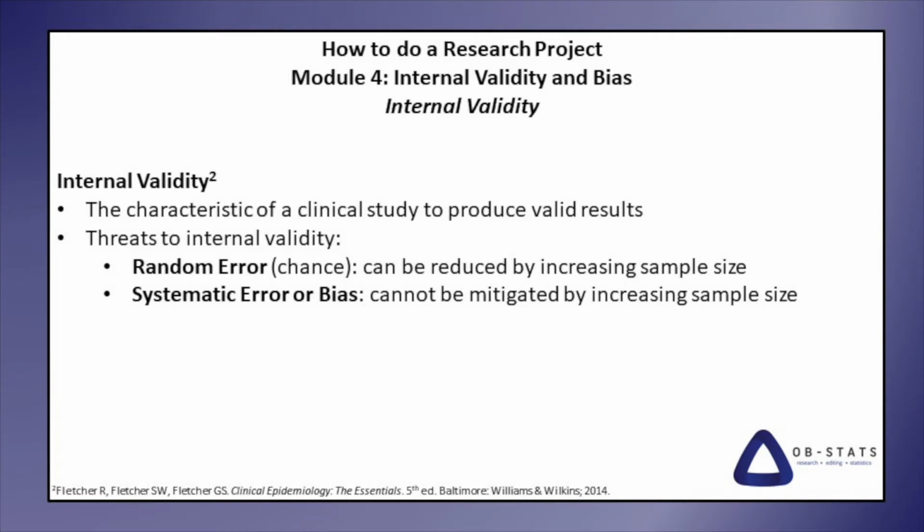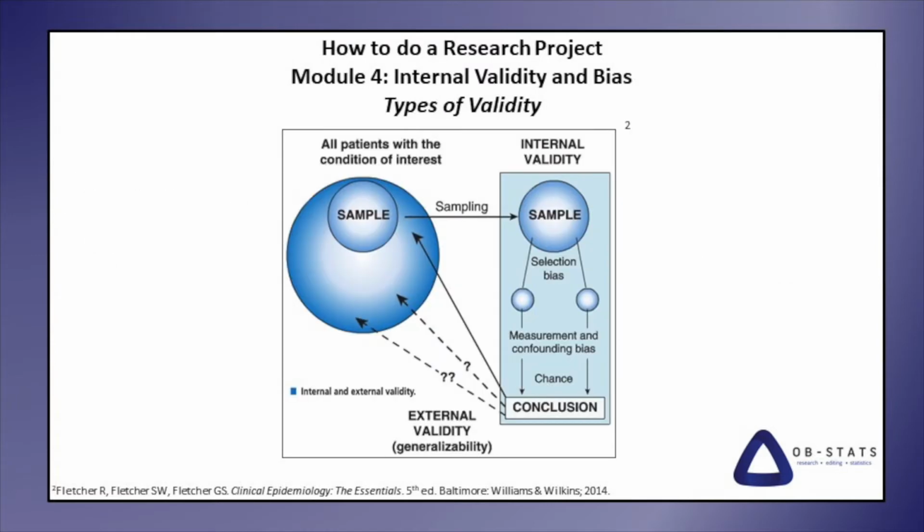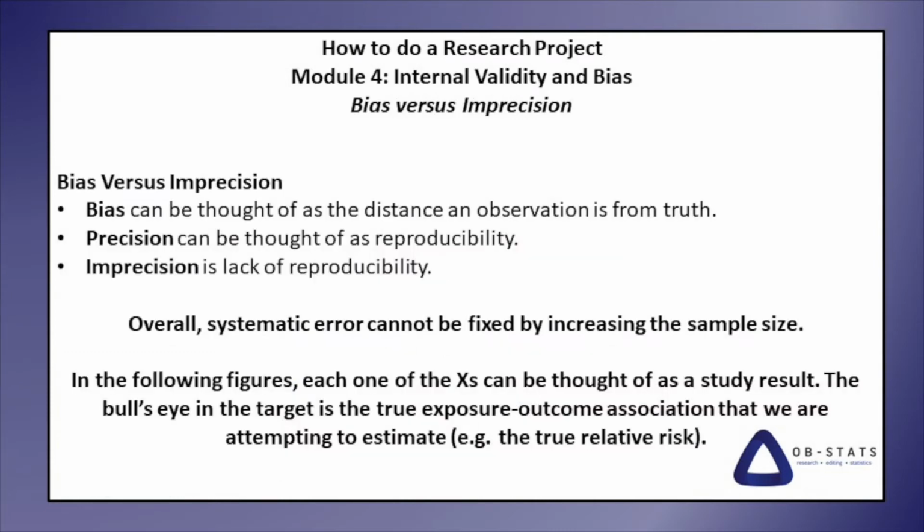Threats to internal validity are random error, or chance, which can be reduced by increasing sample size, and systematic error, or bias, which cannot be mitigated by increasing sample size. The following figure illustrates the relationship between internal and external validity. Bias can be thought of as the distance an observation is from truth, while precision can be thought of as reproducibility. Imprecision, however, is the lack of reproducibility. Overall, a systematic error in research cannot be fixed by increasing the sample size, for the error will continue to be present and magnified as the sample size increases.